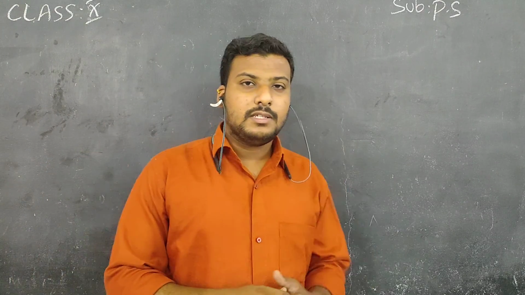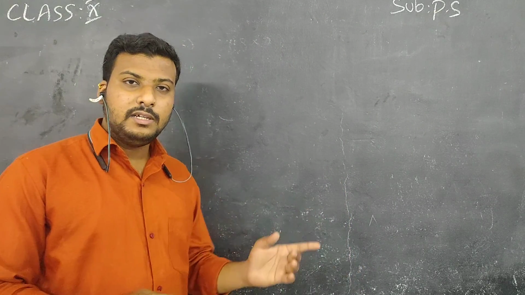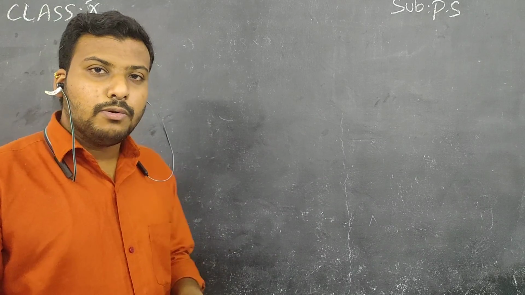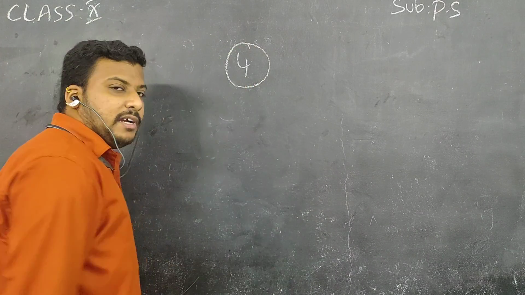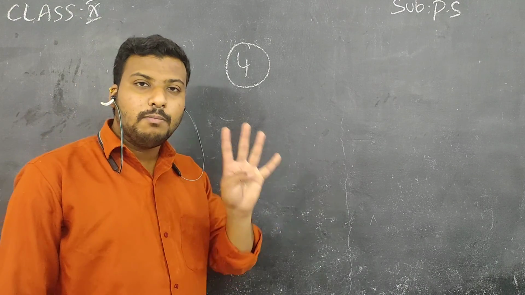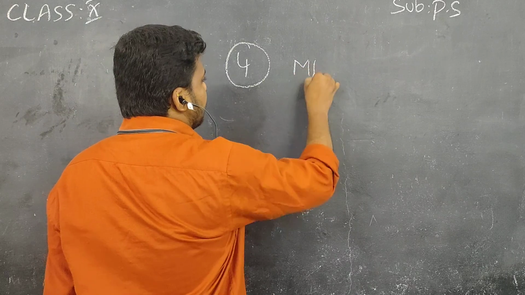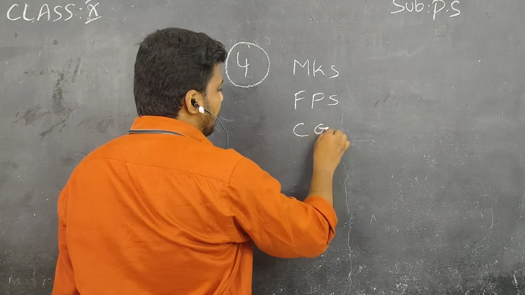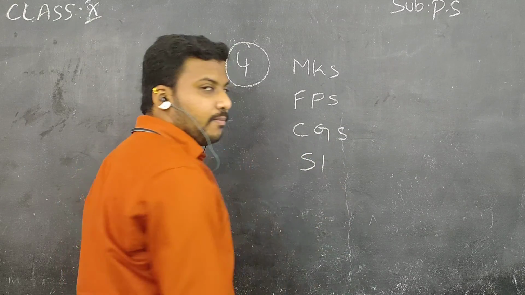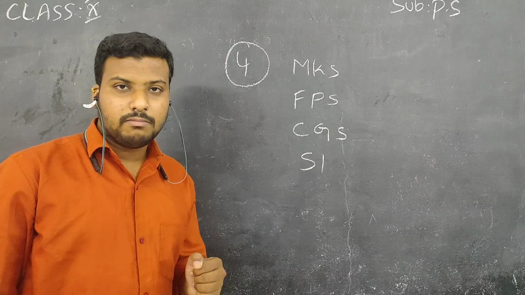So in today's class, we are going to discuss some units regarding heat and temperature. You know, children, we have 4 measurement systems. They are MKS, FPS, CGS, SI. So these 4 are the measurement systems, children.